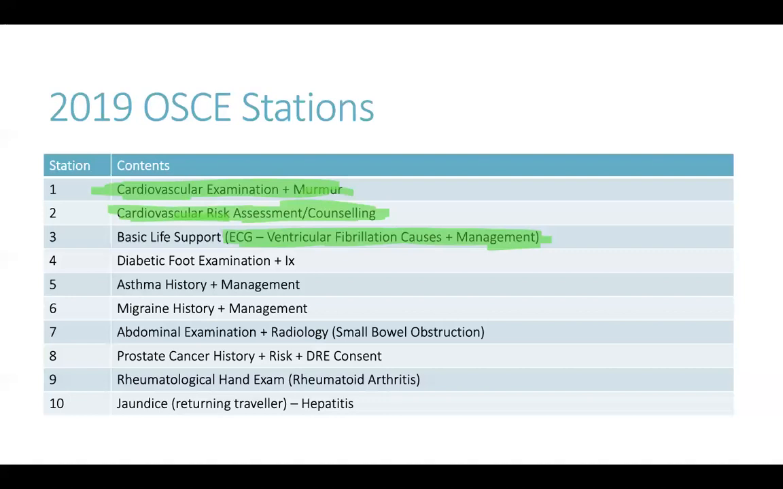And then the questions they had afterwards was, they gave you an ECG and they were like, what's this? And you're like, that's ventricular fibrillation. And then they're like, what are the causes of it? They were like, what's your management? So your management is literally a defib. So that's your management. And then they asked, what are the reversible causes of cardiac arrest? And then you go through the 4 H's and 4 T's, and that was that station.